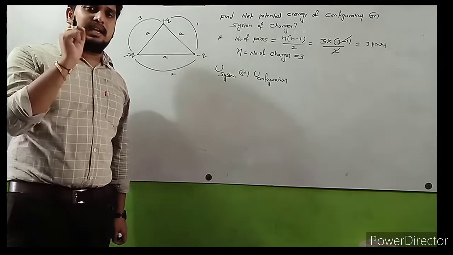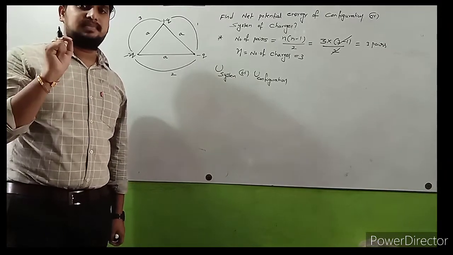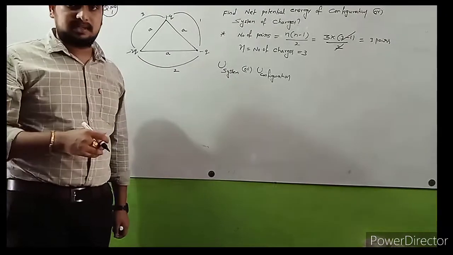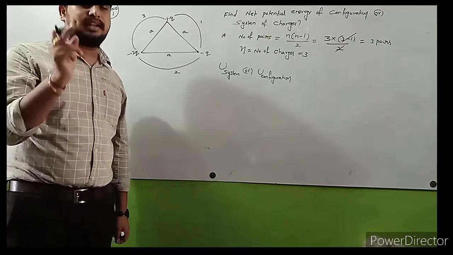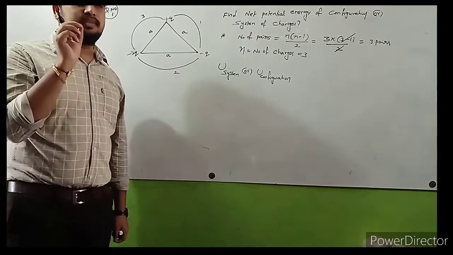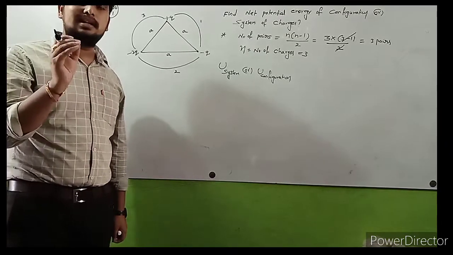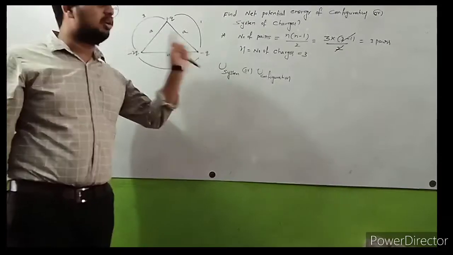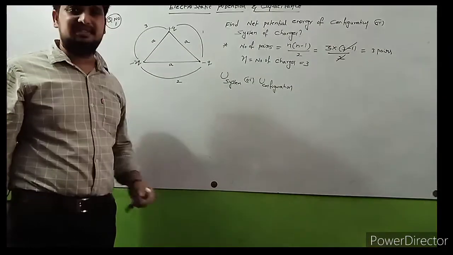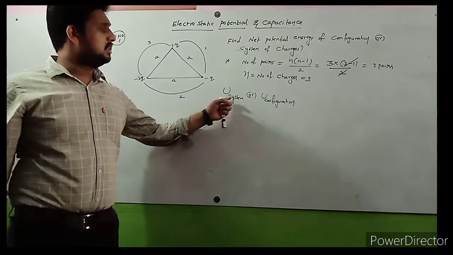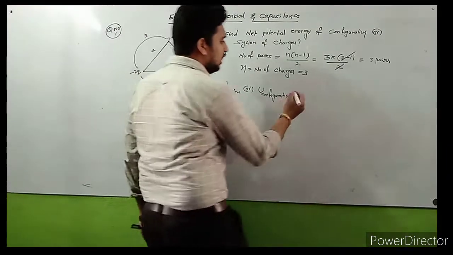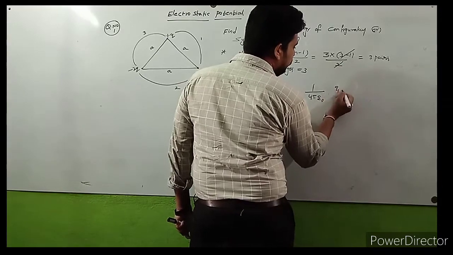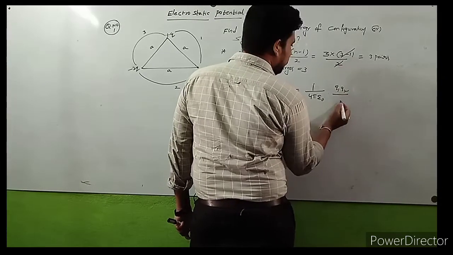Please recapitulate the concepts of gravitation. We already discussed all these things in the gravitation chapter, which is analogous to the electrostatic chapter. Similar things apply there and here. So U system or U configuration is given by the formula 1 by 4 pi epsilon naught Q1 Q2 by R.